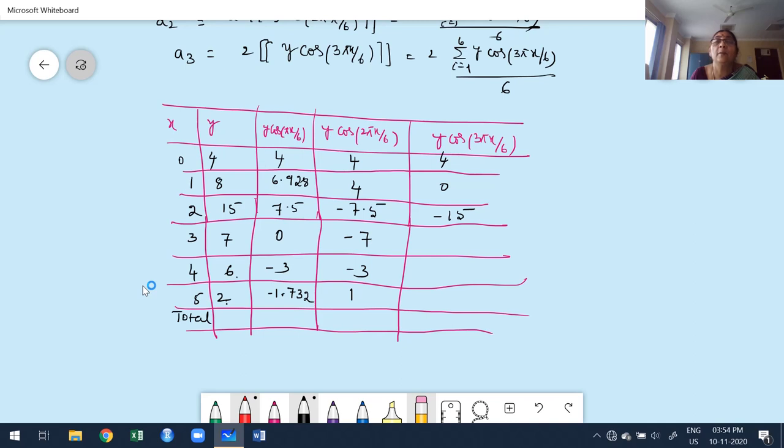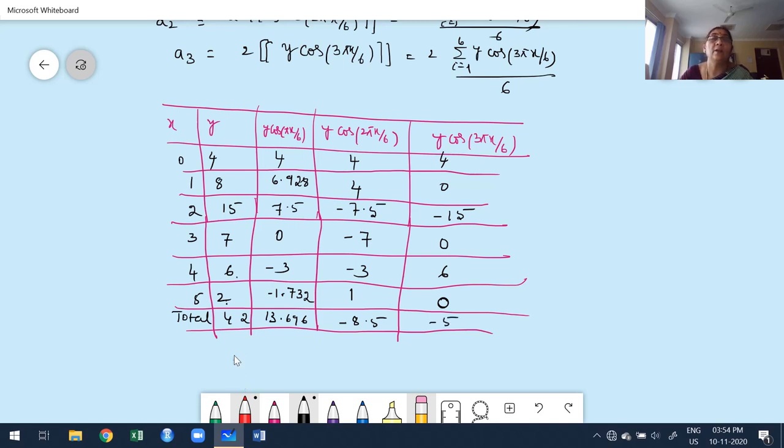3 into 3, 9π by 6, that value also we get 0. And next, cos of x is equal to 4, 12π by 6 into 6, we get 6 only. And next, 5 3s are 15, 15π by 6 multiplied with the corresponding y value itself, cos of 15π by 6 itself is 0, into y value 2, we get 0. Take the total. Total of y is 42. Total of this is 13.696. Total of this is minus 8.5. Total of this is minus 5.